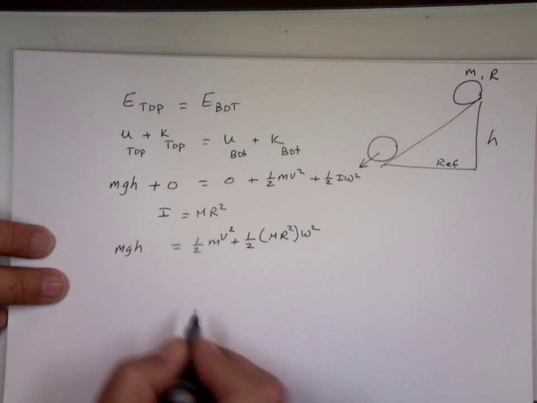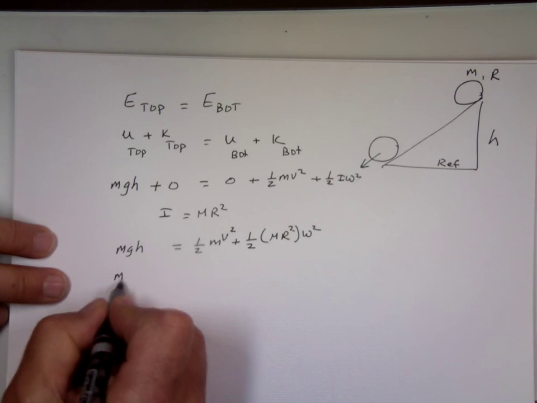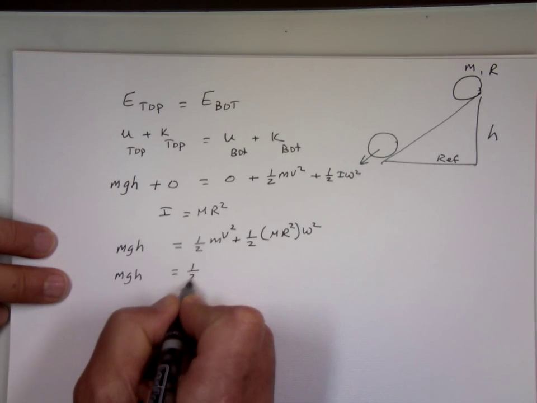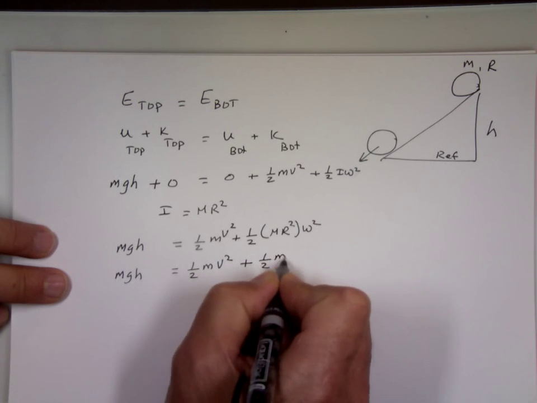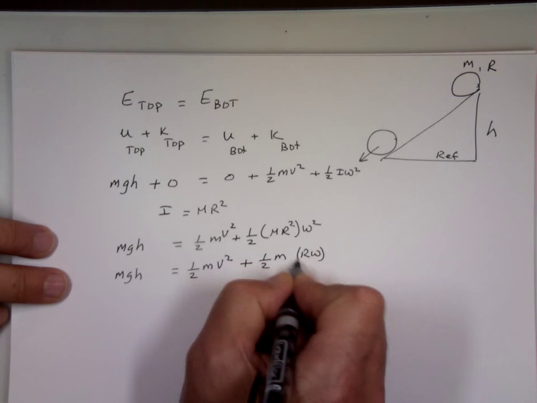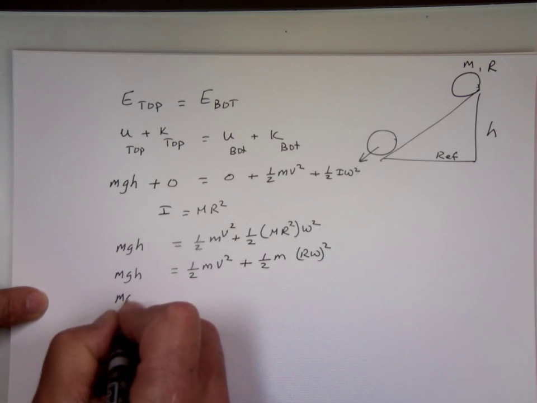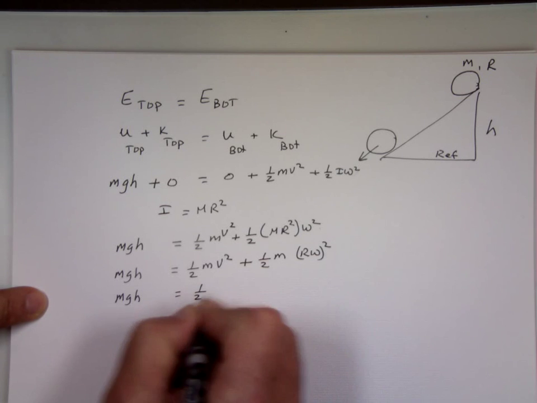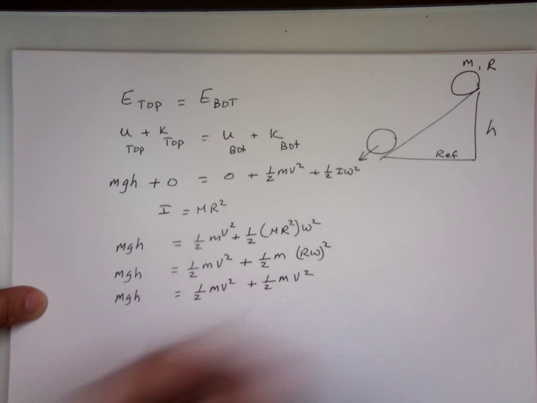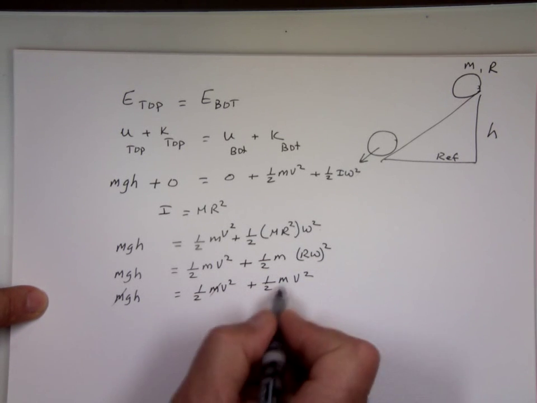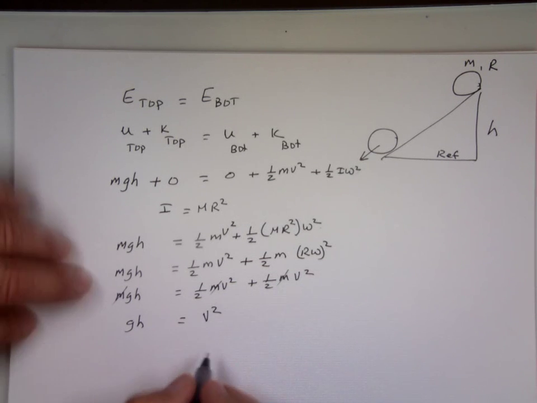I know I wrote this stupid. This mv squared looks like m to the power of v. So it's mgh equals 1/2 mv squared plus 1/2 m r squared w squared. That's a v again. The m cancels out. It shows up in every one. V equals the square root of gh.